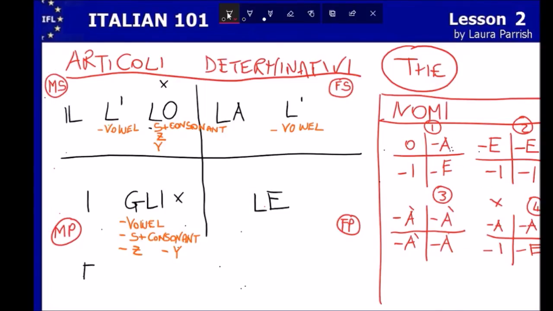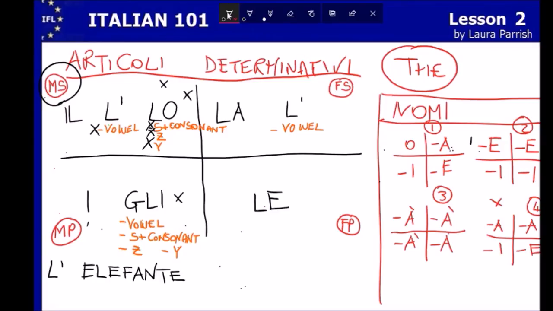Let's write elefante. Ending with E, we know it is masculine singular, so you go in the right pattern of masculine singular. And you analyze this. You start here and you say, does it start with S plus consonant? No. Does it start with Z? No. Does it start with Y? No. Does it start with vowel? Yes, that's the right one. L'elefante. Elefante means elephant.